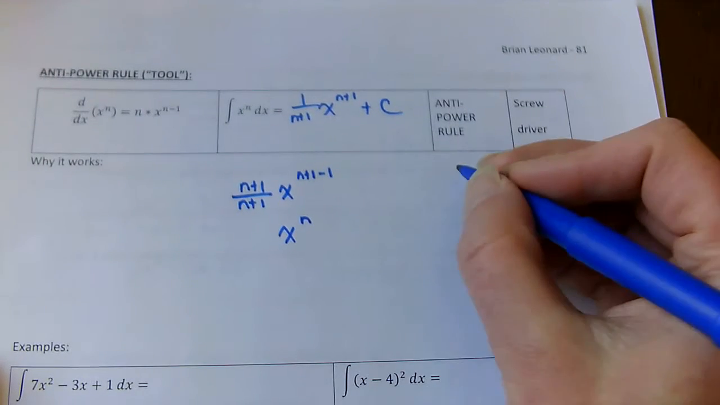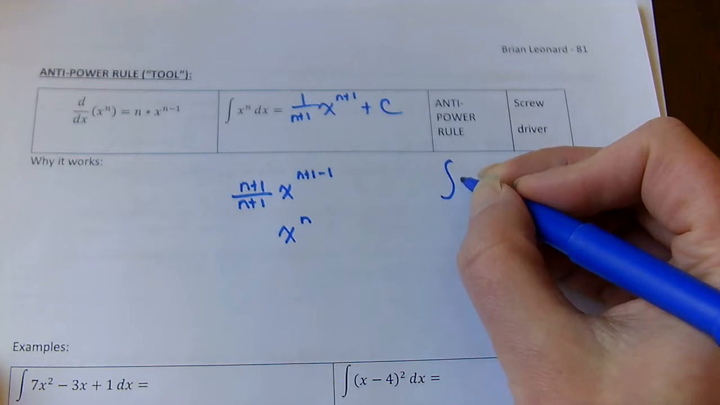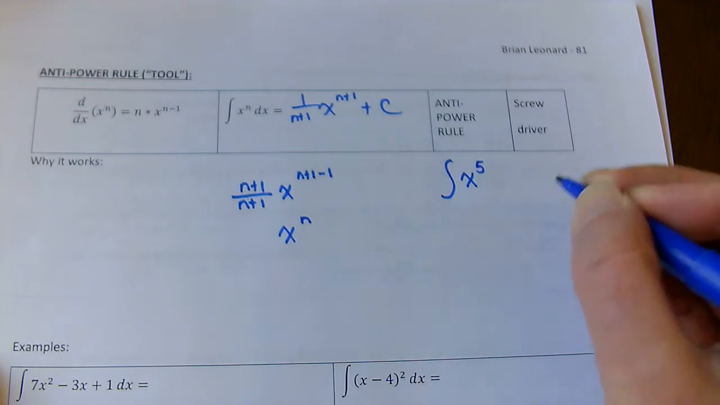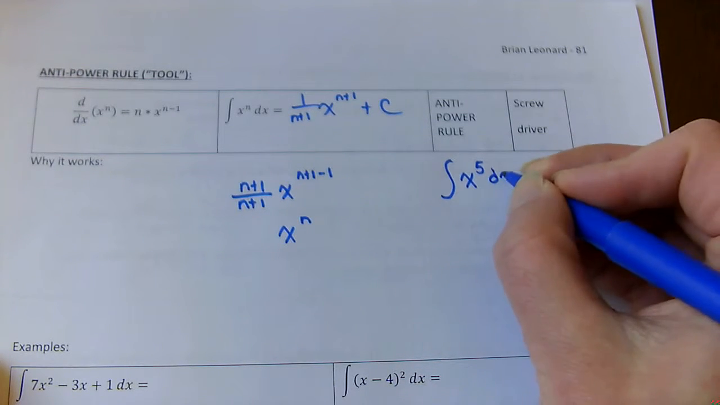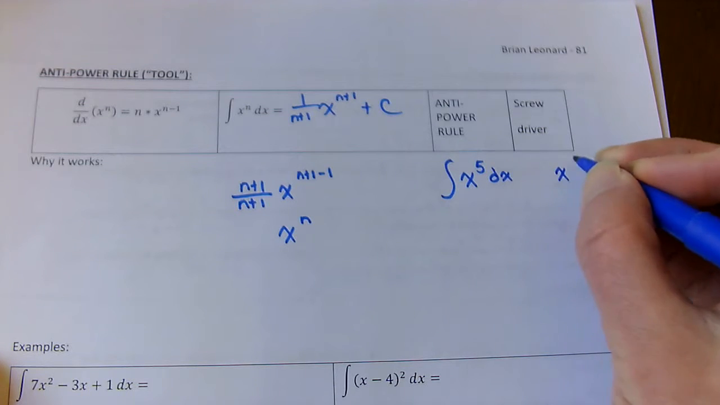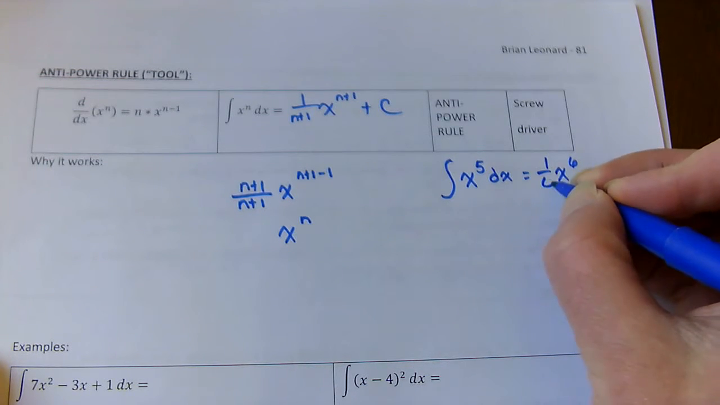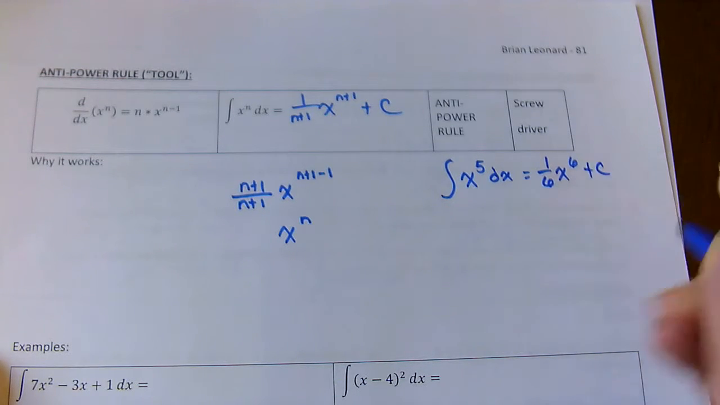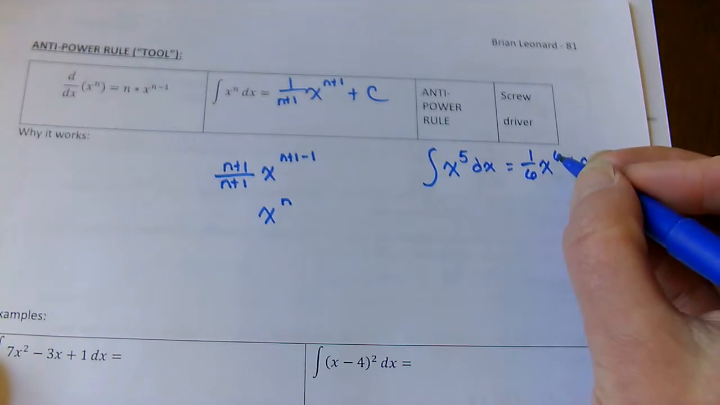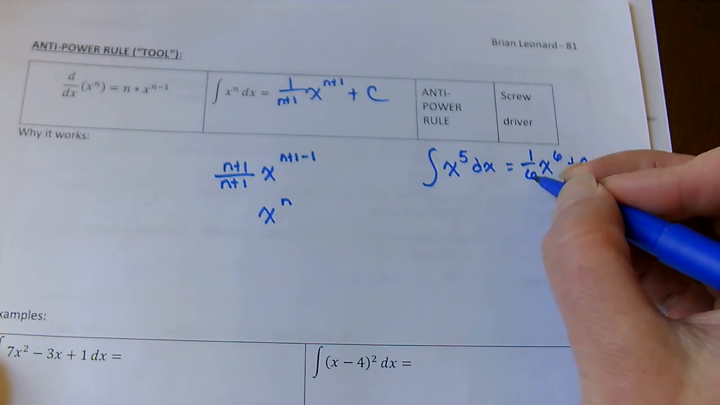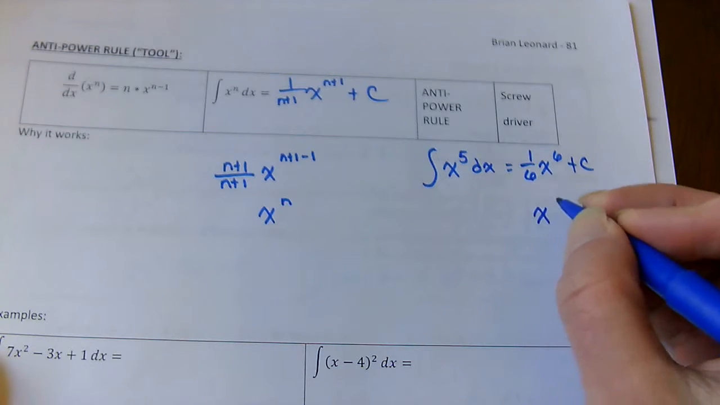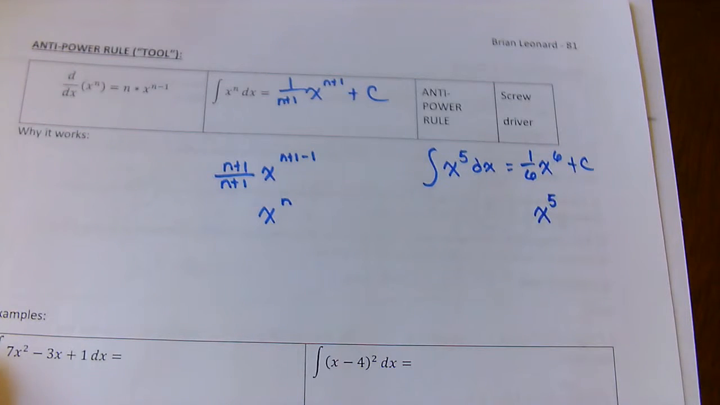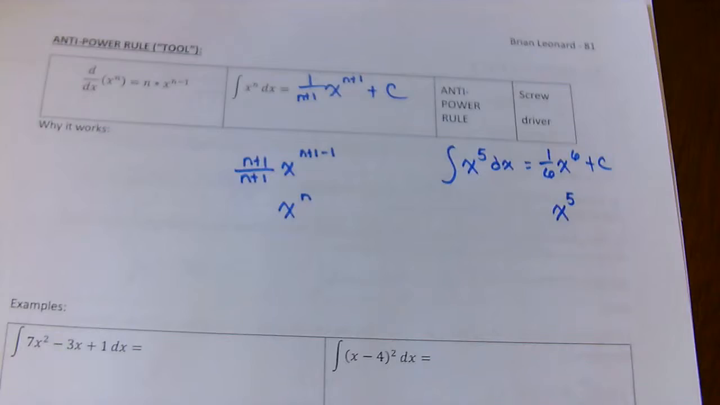Let's see it with another number. If I had x to the 5th, the antiderivative would be x to the 6th, 1/6 plus c. If I take the derivative, the power rule says I'm going to multiply. So 6 times 1/6 is 1, and then subtract 1 from the exponent. It works.